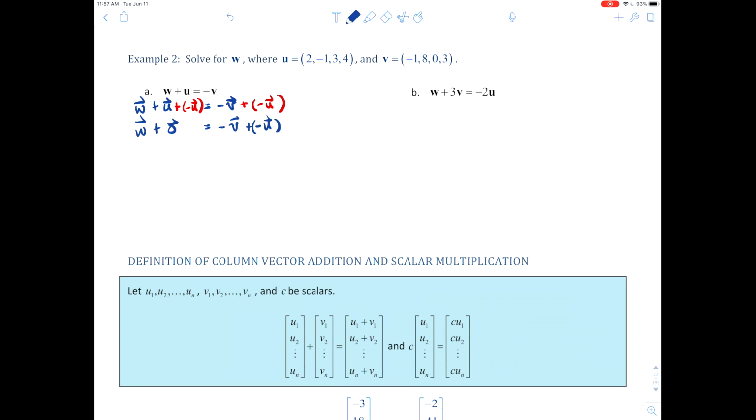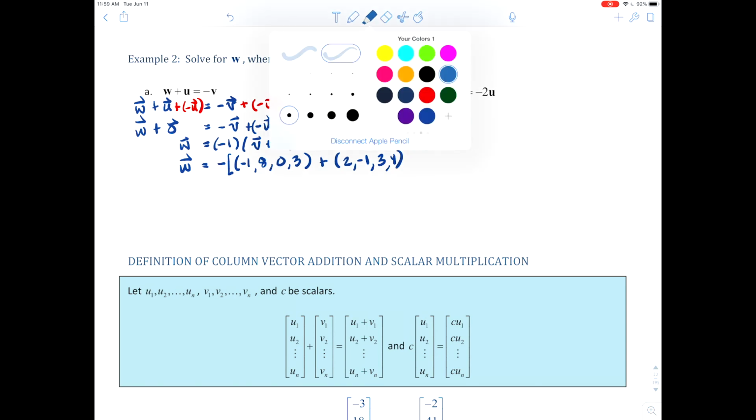Notice we haven't defined really a subtraction yet, so I'm going to do these properly. We know that w plus the 0 vector is just w from the properties above. And hey, can't I factor out a negative 1? You can just say a negative, but I could factor out a negative 1, and then I would just have this vector sum, v plus u, I apologize. So w will be the negative of the sum v plus u. V in component form is negative 1, 8, 0, and 3. And u in component form is 2, negative 1, 3, and 4. So again, just switch them.